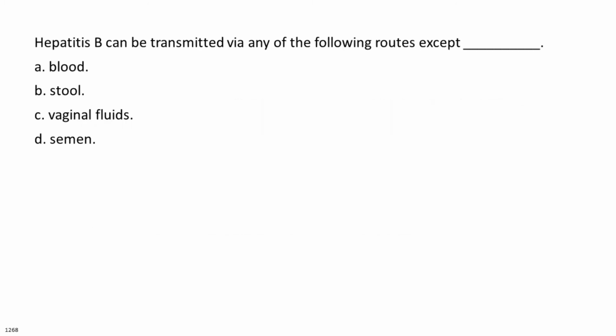Hepatitis B can be transmitted via any of the following routes except A. Blood. B. Stool. C. Vaginal fluids. D. Semen.